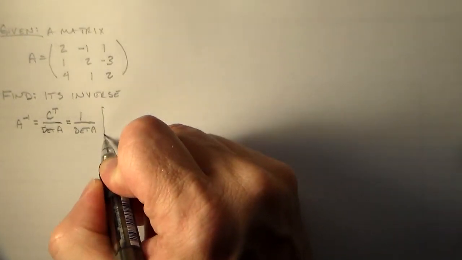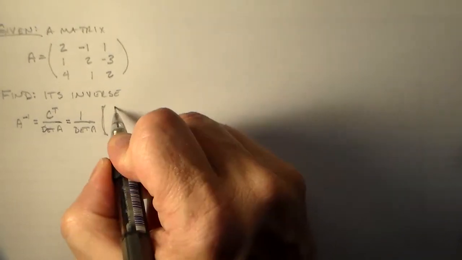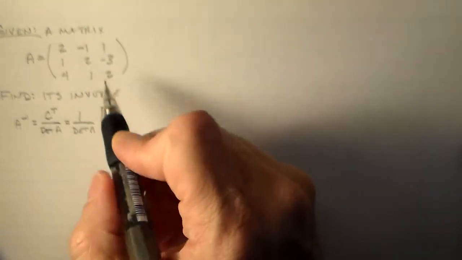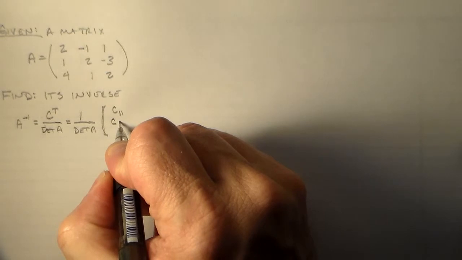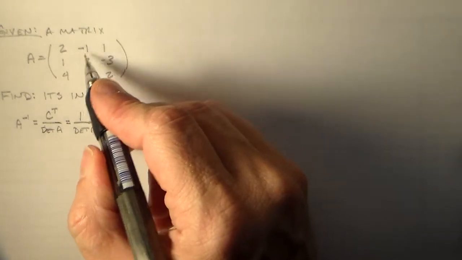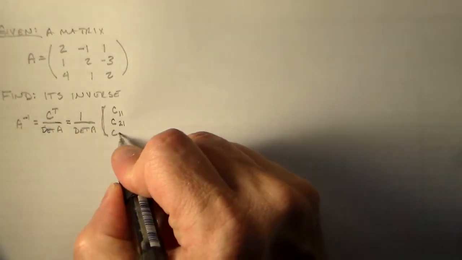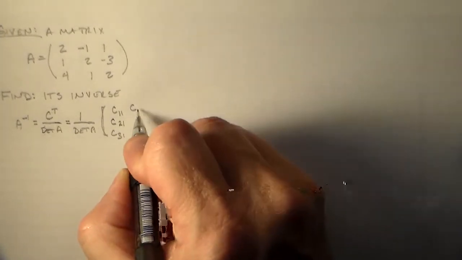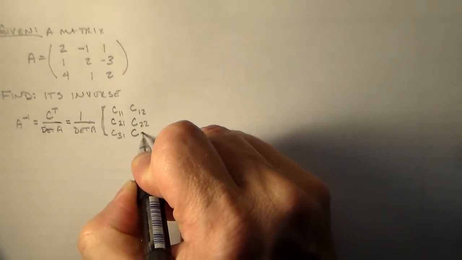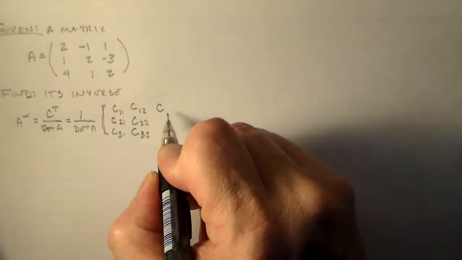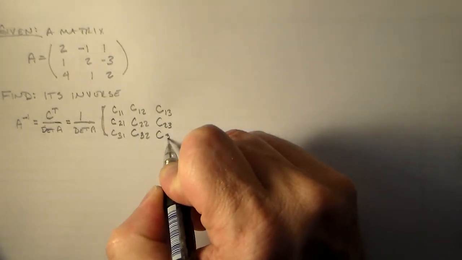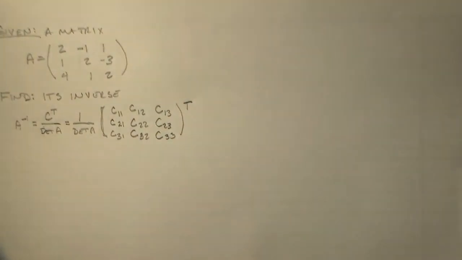So we'd end up with a cofactor matrix so that C11 would be the cofactor from this entry, C21 would be the cofactor from this one and this one, C31 here, C12 here, C22 here, C32 here, C13, C23, C33, and then we take the transpose of that, right?